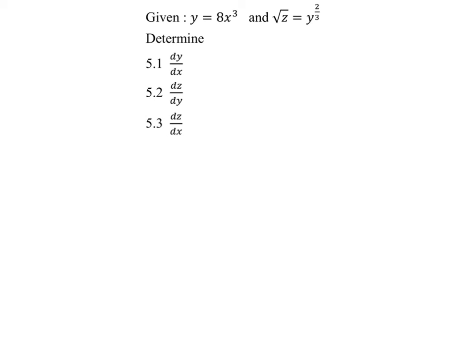Again, I am continuing with the dependent and independent variable question. Y is equal to 8x cube and root z is equal to y to the power of 2 over 3. Determine dy over dx. So I think I must take it as a straightforward question. There are two equations here. One is y is equal to 8x cube. I put as equation number 1, and I put equation number 2, root z is equal to y to the power of 2 over 3. This is my equation number 2.